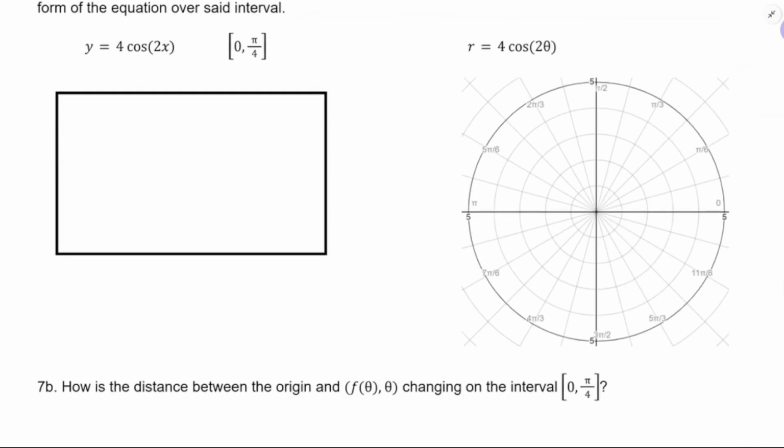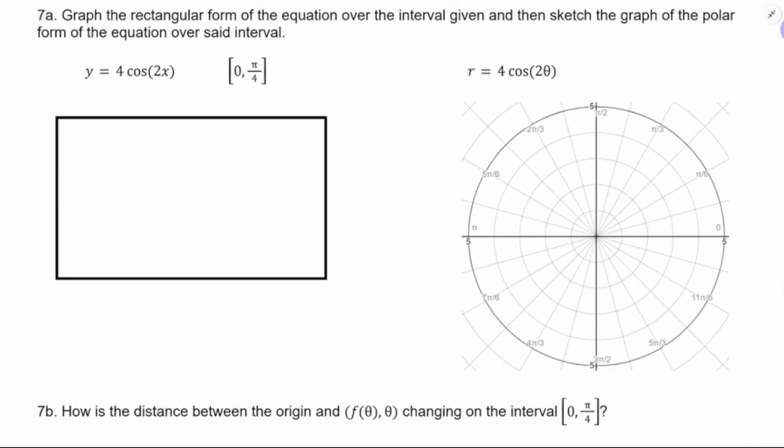Okay. Now, 4 cosine of 2x on the interval 0 to pi over 4. This should be a little more interesting. Much like the other one, midline 0, amplitude 4, but this 2x is going to be a horizontal dilation by a factor of half. So instead of going from 0 to 2 pi, I'm going to be going from 0 to 1 pi, making this pi over 2 and this pi over 4.